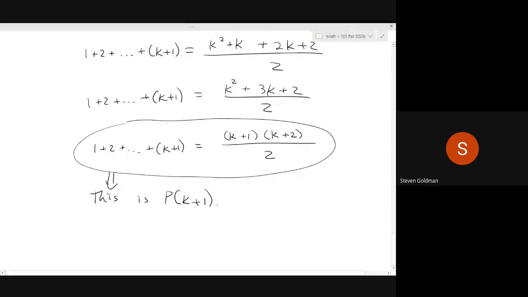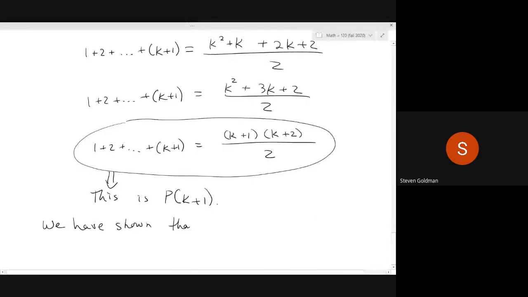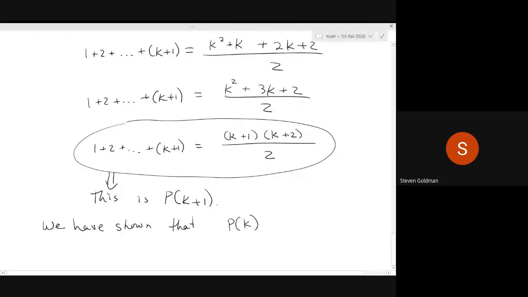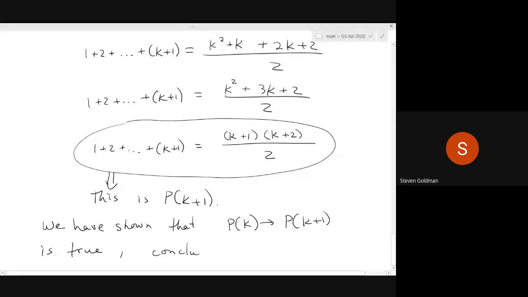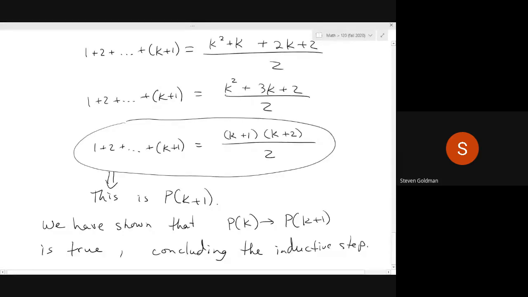So we have shown that if P(k), then P(k+1). So we derived the P(k+1) summation formula from the P(k) formula. So we've shown that that is true, concluding the inductive step. Okay, so our two steps are complete.